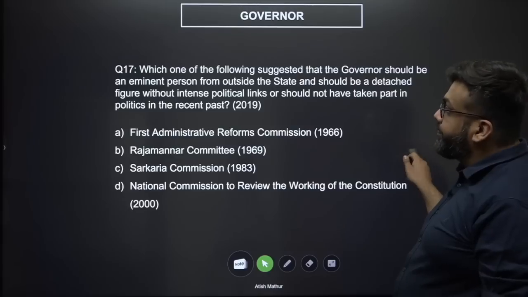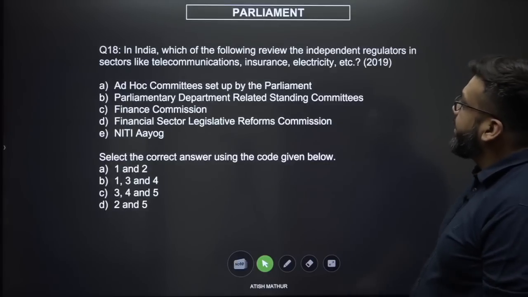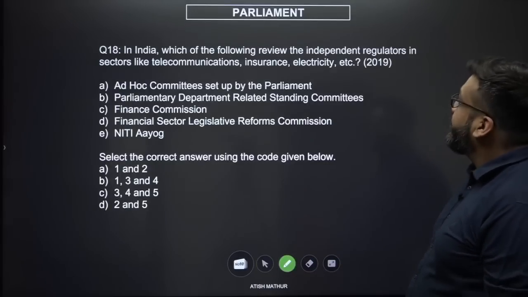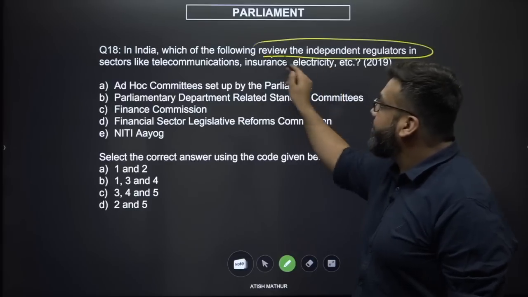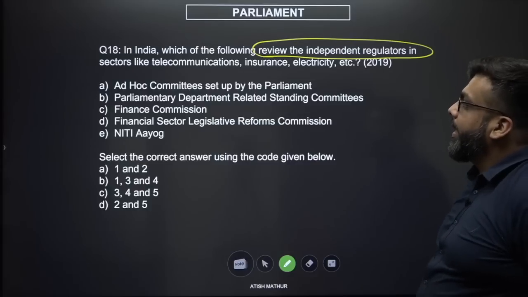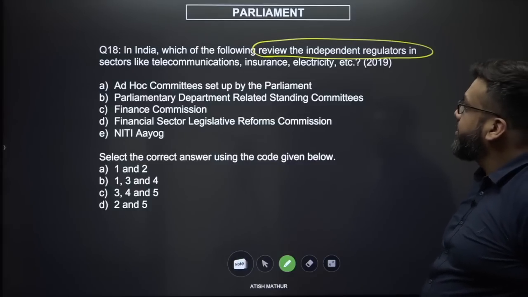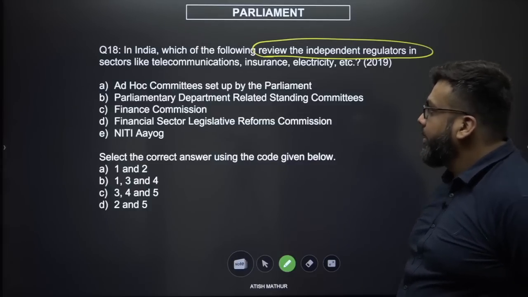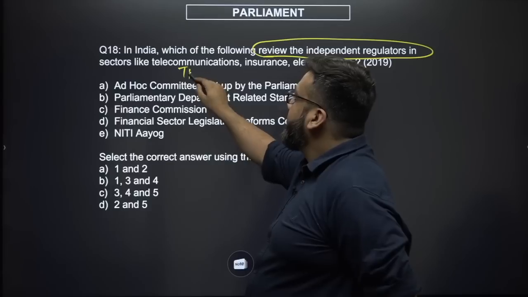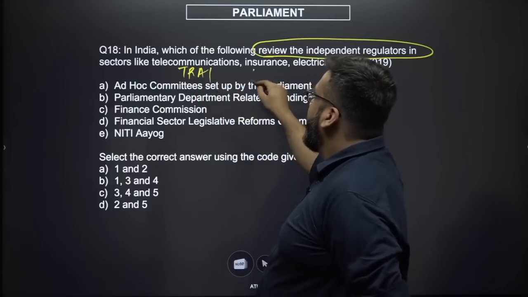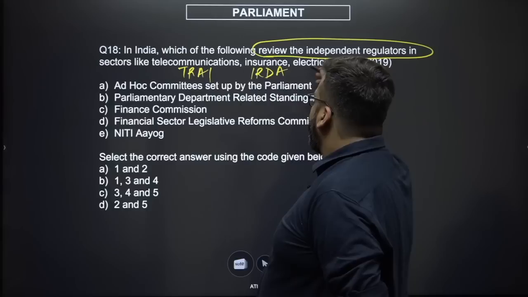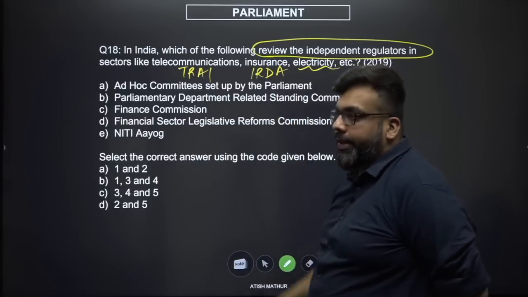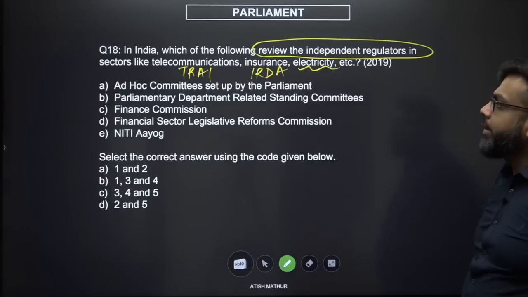Next. In India, which of the following review the independent regulators in sectors like telecommunications, insurance, electricity, etc.? So we're basically talking about TRAI, who regulates TRAI, who regulates the Insurance Regulatory Development Authority, and let us say who regulates the electricity regulators, which of course could be state-wise.